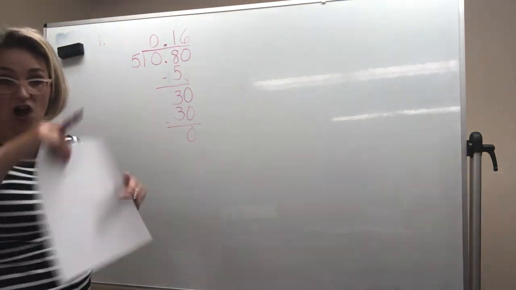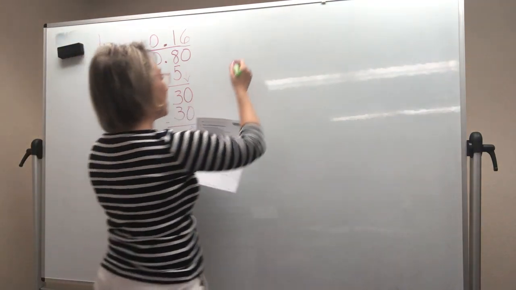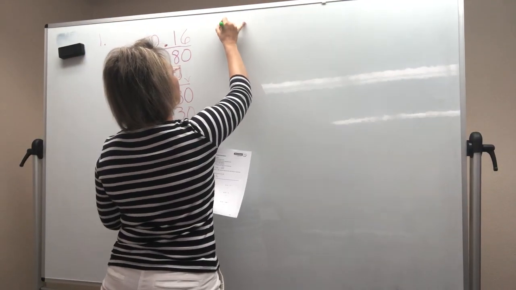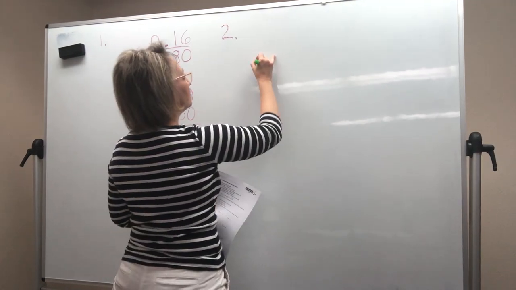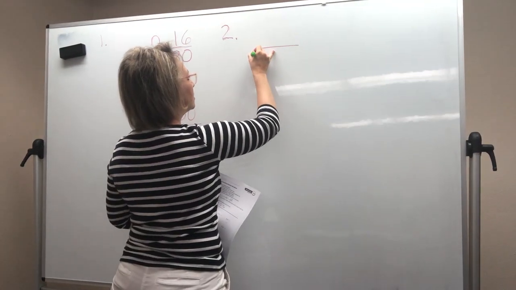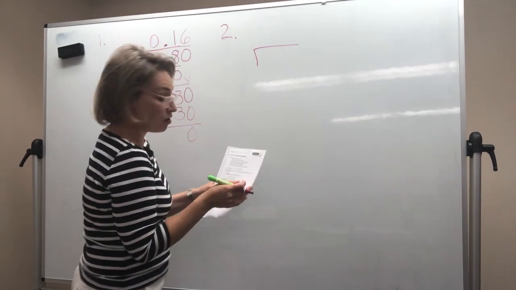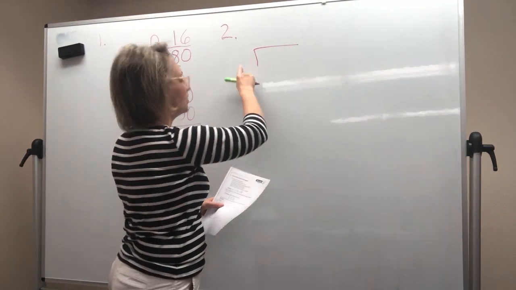We'll do the next one on your worksheet. All right, number 2. You're gonna get this. It's just a little bit new, but it's gonna be fine. Let's make our division box. There it is. All right, we have to figure out which number's going inside and which goes outside.